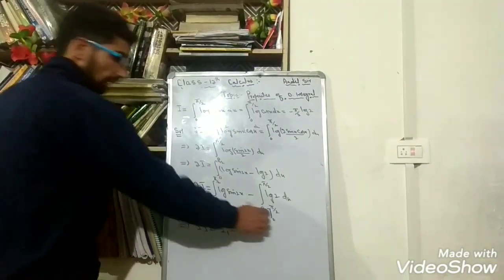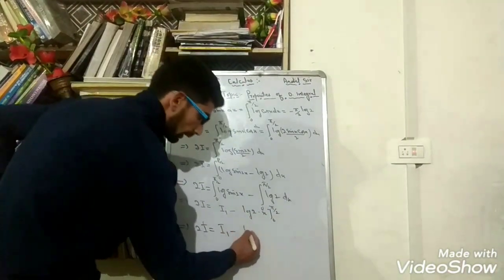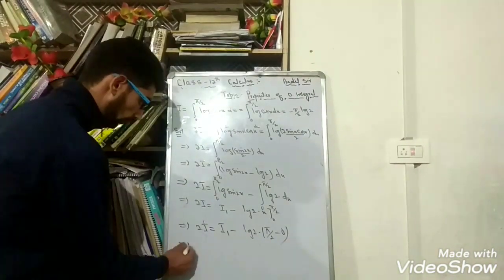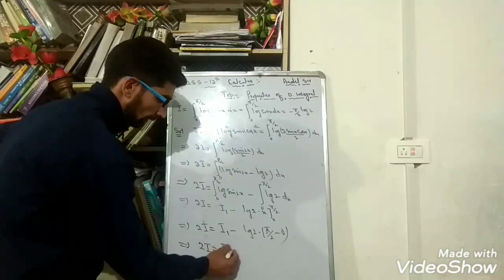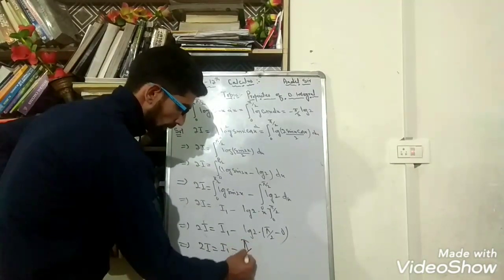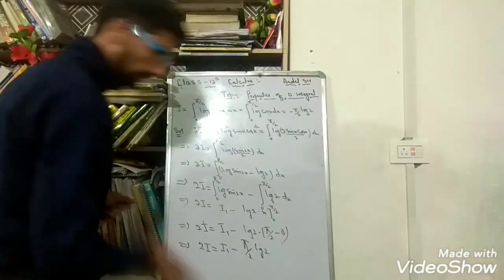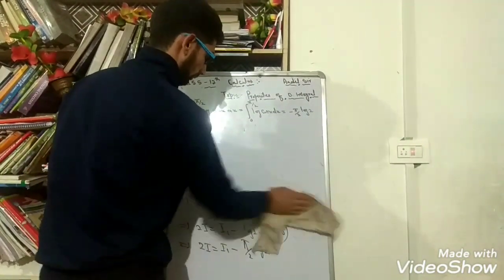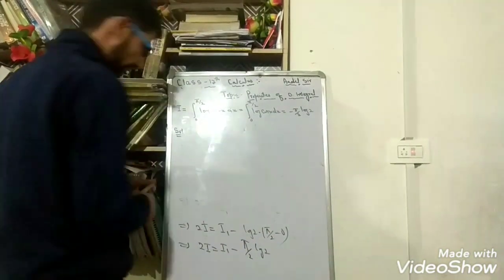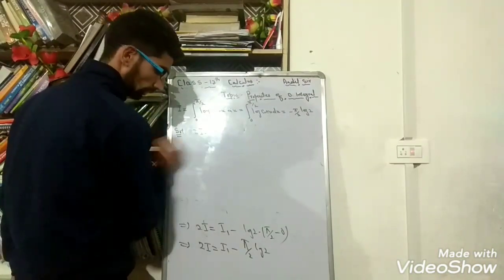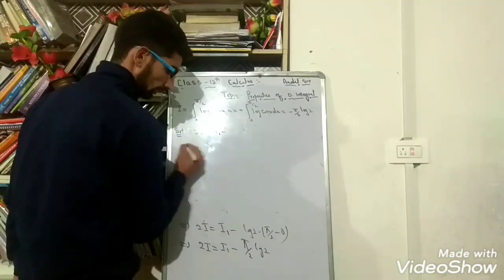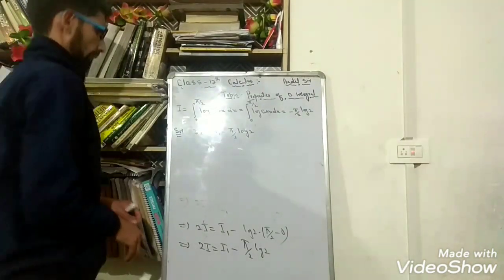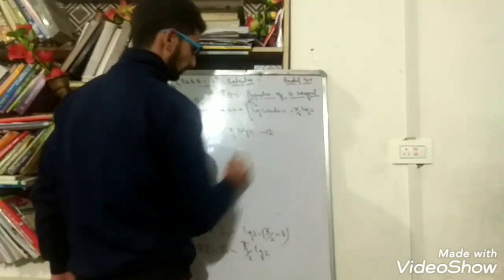Here I have to substitute the value of x as pi divided by 2, so I will get log of 2 into pi divided by 2 minus 0. So here I am getting 2I equals I1 minus pi divided by 2 log of 2. I will name this equation the third.